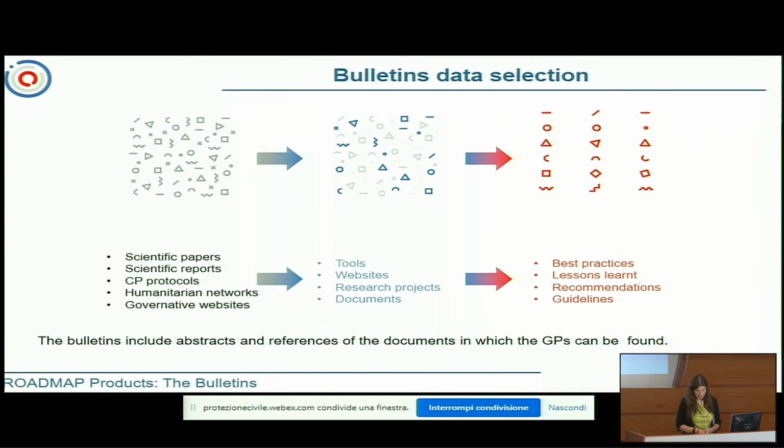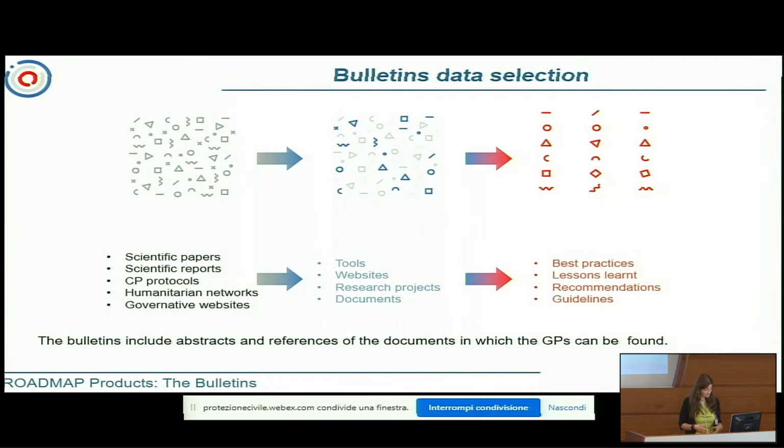But what was the procedure for the selection of data? The problem of this type of selection is that disaster risk management good practices are not really easy to find, and even when available, are available in a non-structured form. So we, in the first phases of the project, tried to understand how to make this selection and where to find the relevant information.